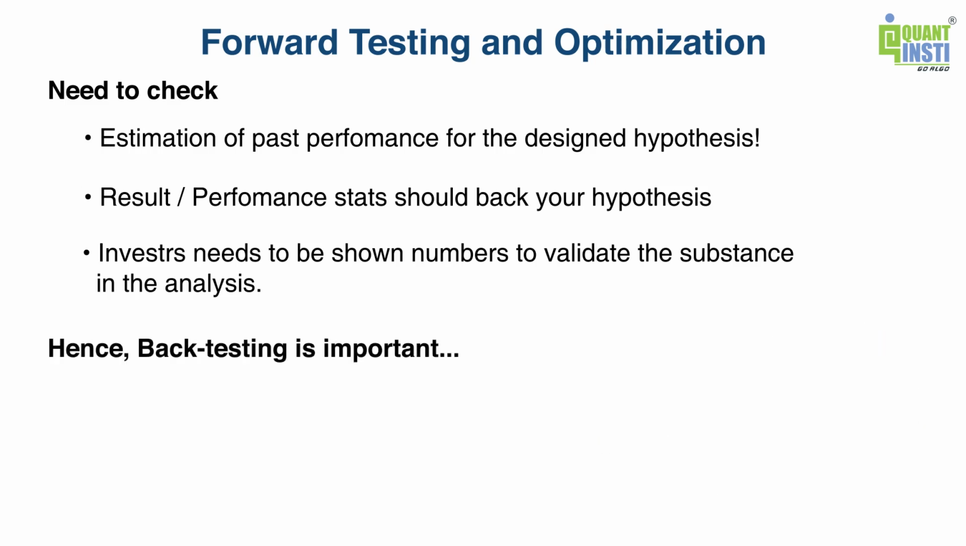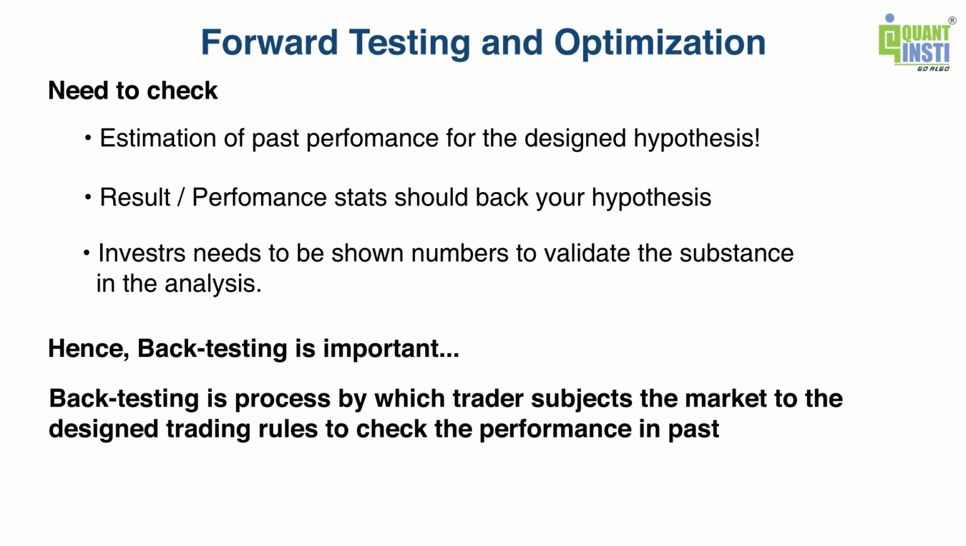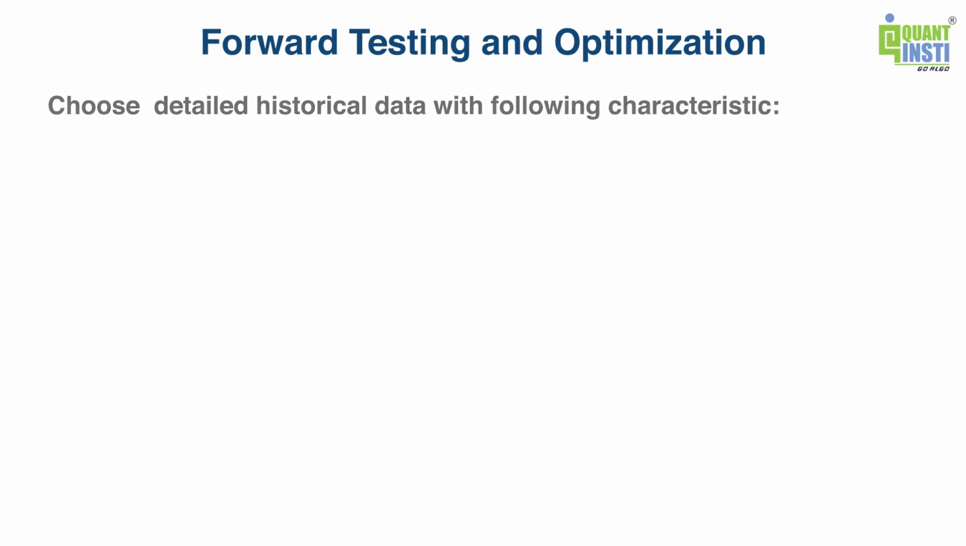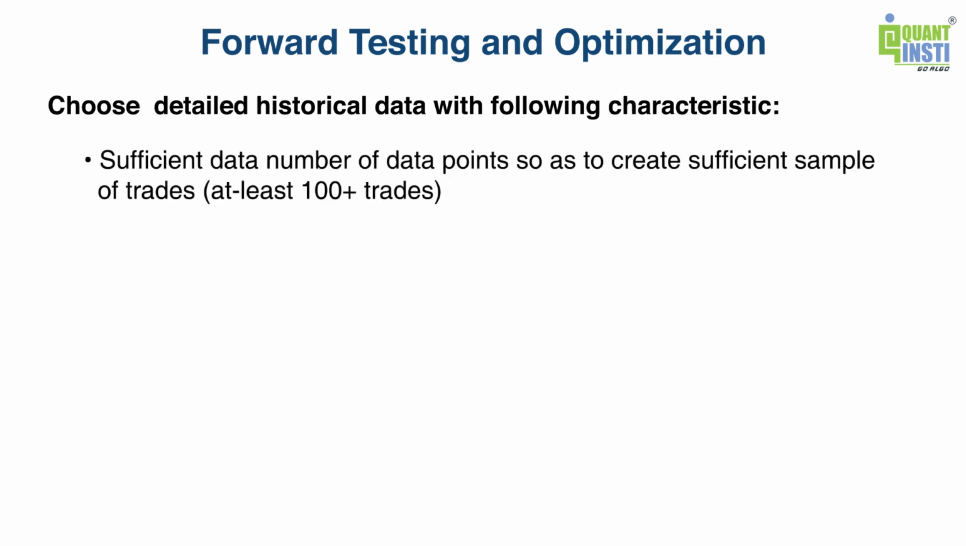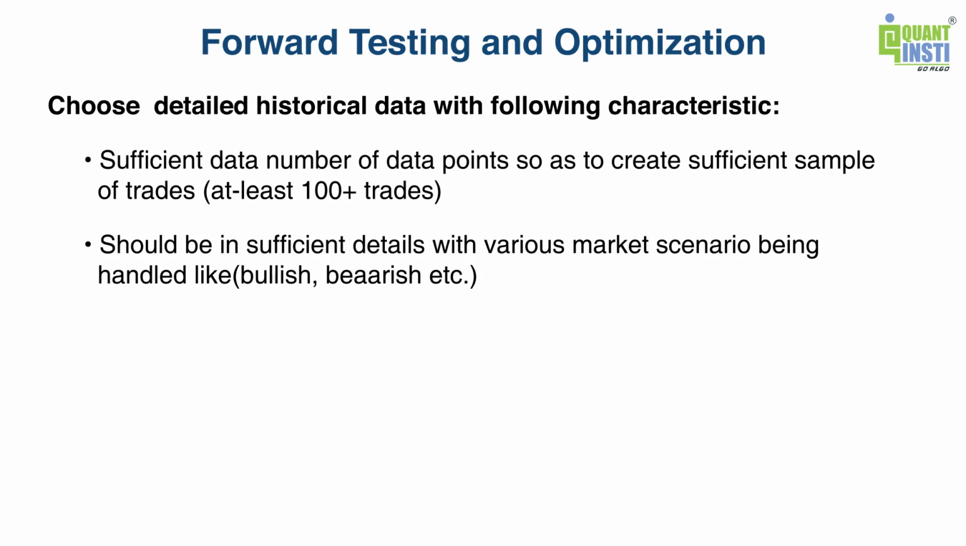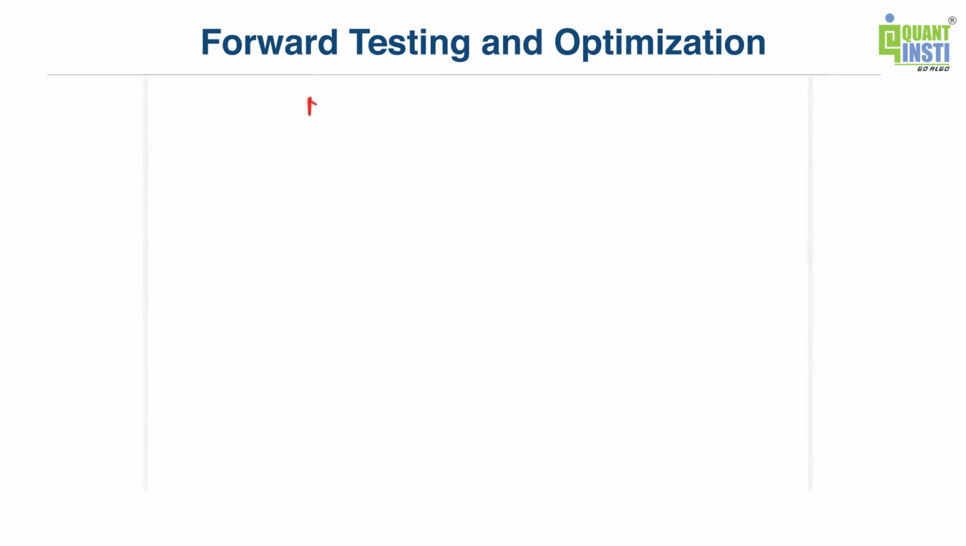Hence, backtesting is important. Backtesting is a process by which a trader subjects the market to the designed rules to check the performance in the past. Process in backtesting: you choose detailed historical data with the following characteristics. Sufficient data points so as to create a sufficient sample of trades. At least 100 plus trades have to be generated to see whether my hypothesis holds true, and at least it gives you some confidence about your trading system. It should be in sufficient detail with the various market scenarios being handled, some scenarios like bullish, bearish. So what are these? Let me give you an idea about the various market scenarios.